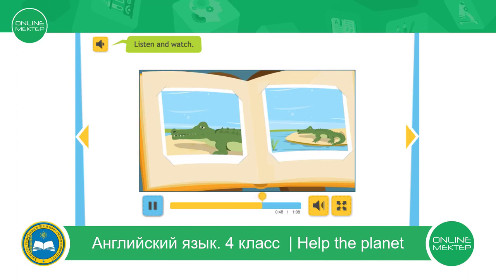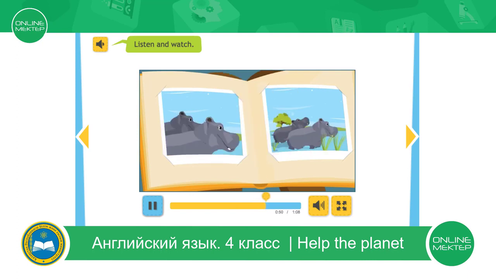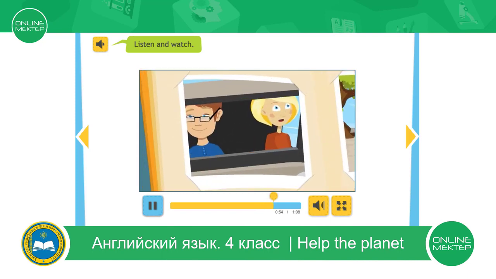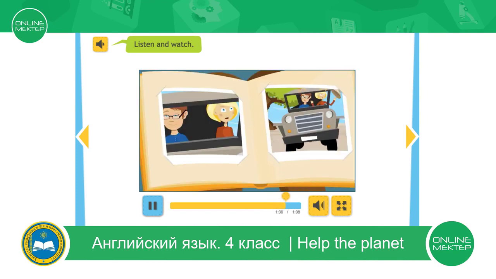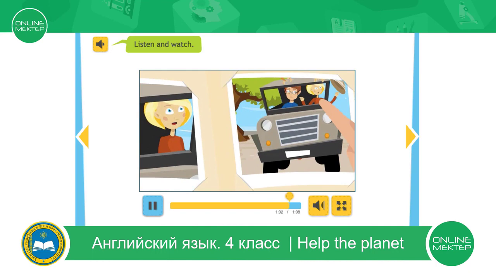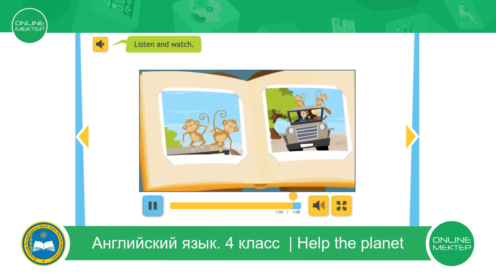Was he in the river? No, the hippos were in the river. And that's a photo of your mum and dad. Where were they? They were in the truck. Why was your mum afraid? Because the monkeys were on the truck.